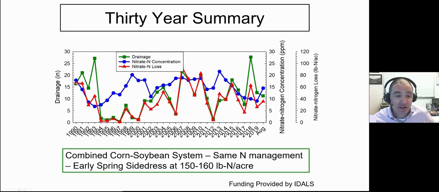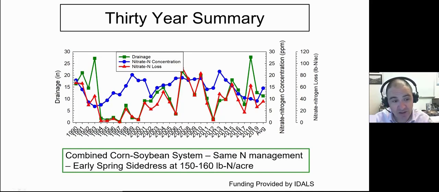You can see the nitrate loss, which is the orange-red triangles. That pattern of nitrate loss follows closely with how much drainage we get. Generally, in years with high drainage, we see high nitrate loss. In years with low drainage, we see low nitrate loss. A couple of areas that are a little bit different are in the early 90s period. We had multiple wet years that tended to leach our soil profile out.